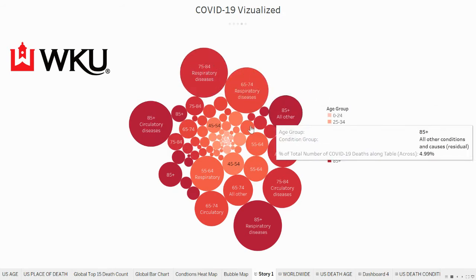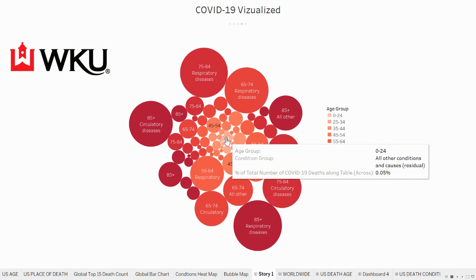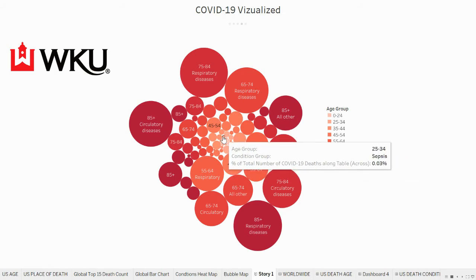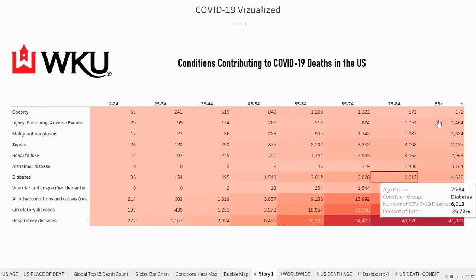So you see all these things, and then you see really small ones here, like from 0 to 24-year-olds, all other conditions and residual causes. You see something like sepsis and 0.03% associated with COVID-19 deaths. So following off of that, you can go even more into depth, which is what I did, and I created what's called a heat map. So the heat map basically organizes them into age groups and then groups of conditions associated with COVID-19 deaths.